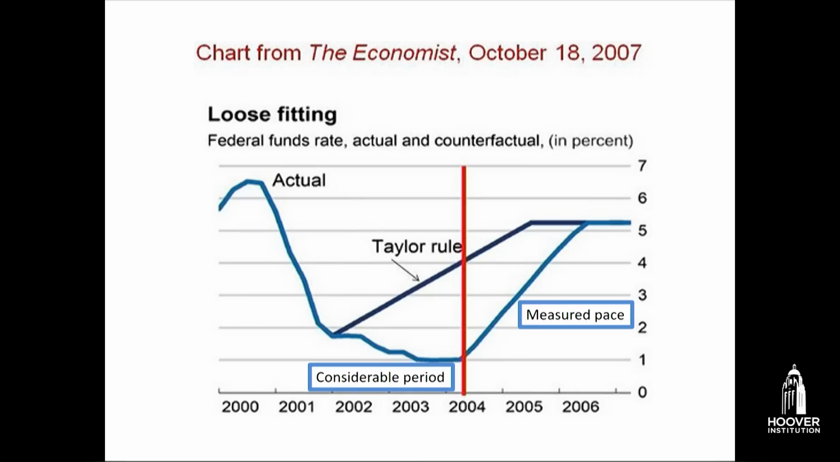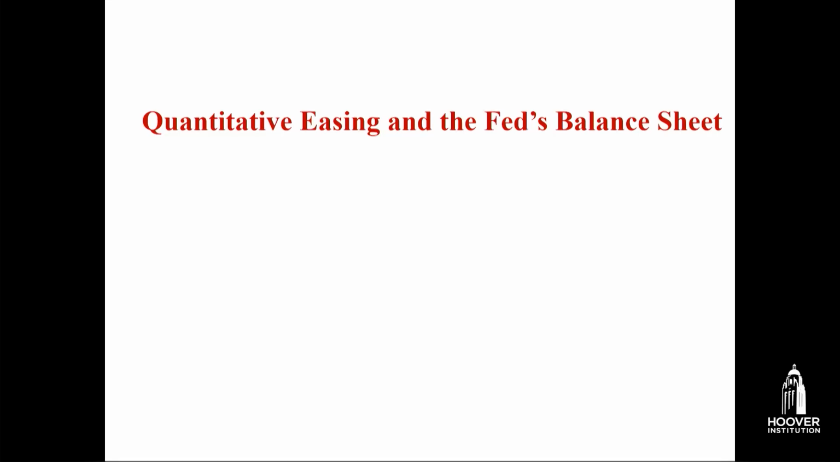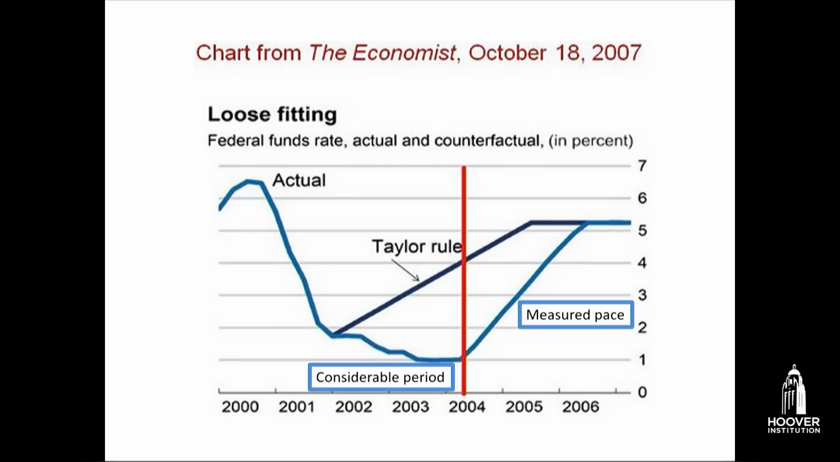You can see examples of that. There's an example: this period where I mentioned they were below the policy rule, you can divide that into what they called the considerable period. That's where the Fed said it would hold the rate low for a considerable period. And then after the vertical line is when they started talking about raising it at a measured pace. So they're signaling, in a forward guidance sense, what they're going to do.